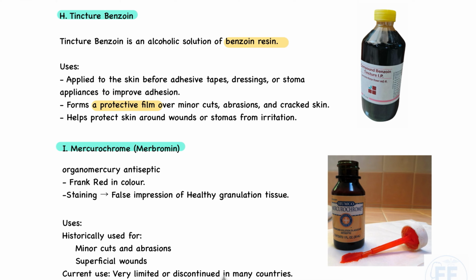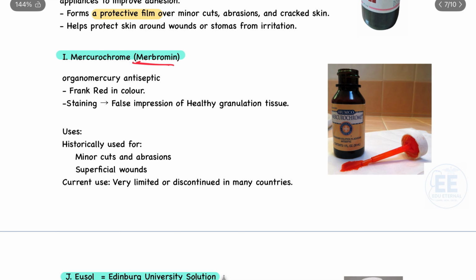Next is Mercurochrome, also called Merbromin. It's an organomercuric antiseptic which is red in color, and staining gives a false impression of healthy granulation tissue. It was mainly used historically for minor cuts and abrasions. Now it is obsolete and discontinued in many countries.